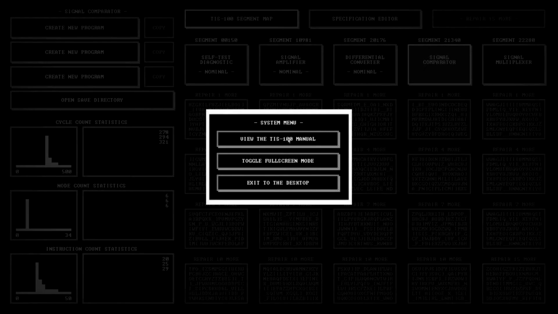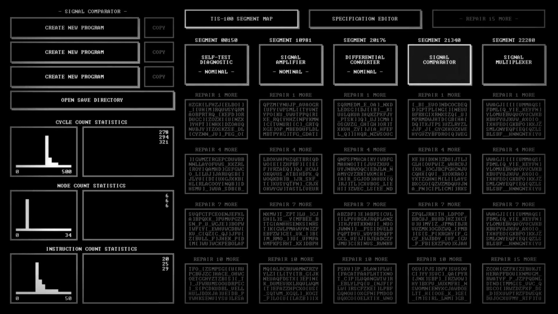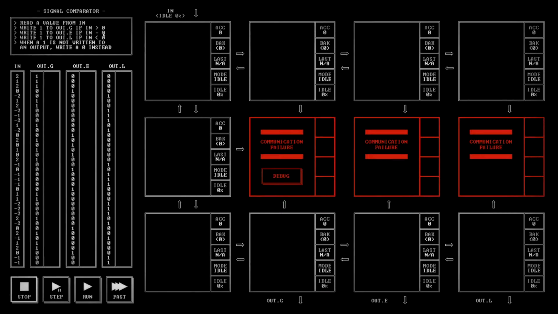I need my manual because that's the kind of game this is. All right, manual's open on the other monitor. And we are jumping into the signal comparator. So, read a value in. Okay, write one if it's greater than zero.